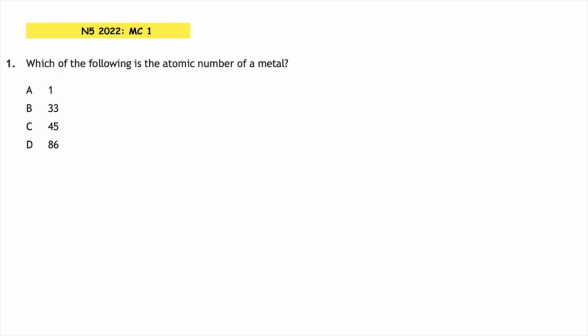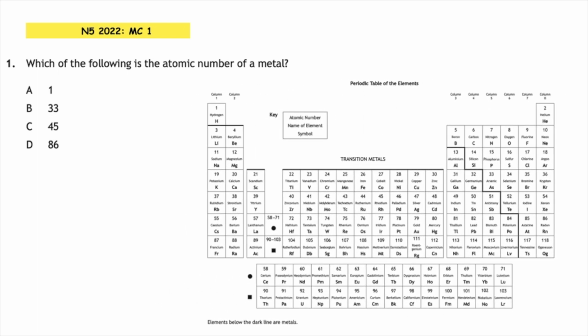Multiple choice 1, which of the following is the atomic number of a metal? When you use the periodic table, you can identify each of the elements from the atomic numbers given, and we can see that the elements below the dark lines are metals. Multiple choice answer C, element 45, is rhodium, which is a transition metal.